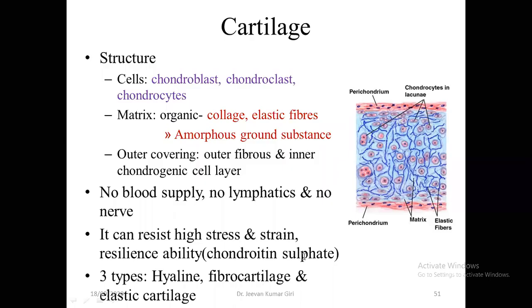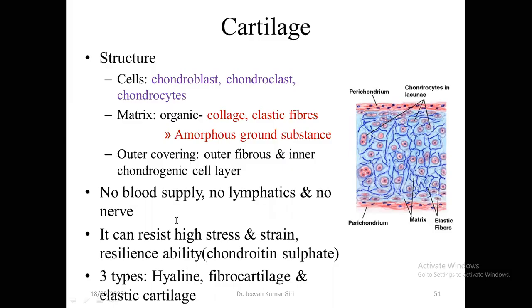And the next property is the elasticity. Elasticity means if you apply pressure, it will compress. Then if you release the pressure, it will again come back into its original shape. So that is due to the presence of chondroitin sulfate. That is the ability of regaining its original shape after releasing the pressure or stress, that is the resilience, or the elasticity.